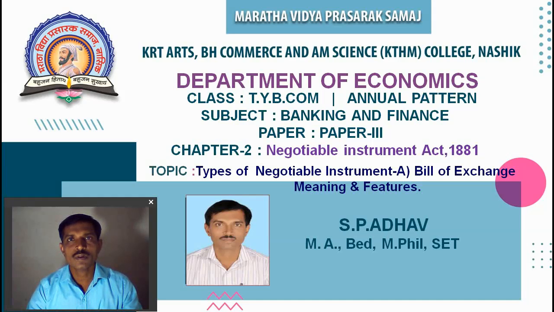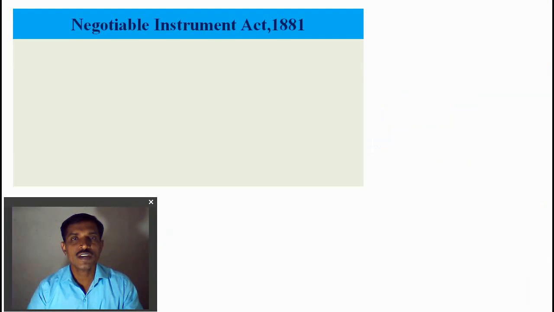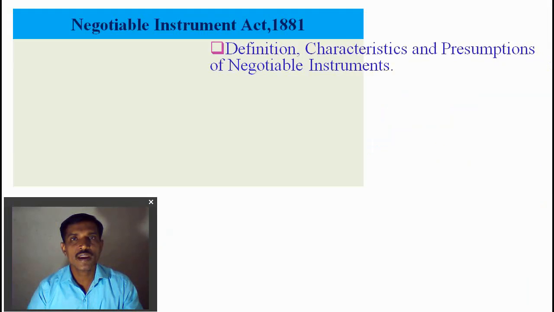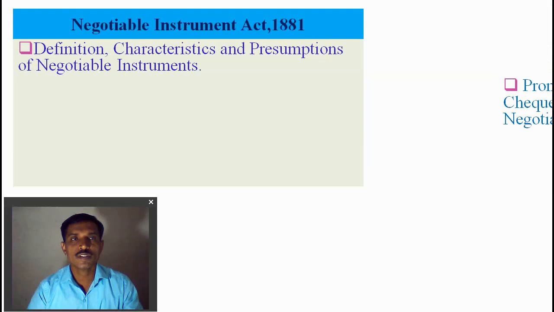This is lecture number 13, Banking and Finance Paper 3, Negotiable Instrument Act 1881. Last time we discussed a negotiable instrument, the promissory note, its meaning and features. This time we are looking at another negotiable instrument, the bill of exchange, and its features, kinds or types.